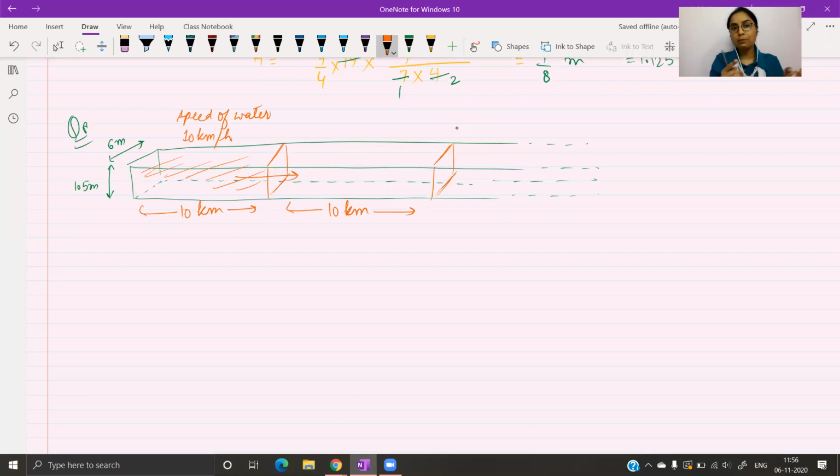तो 1 घंटे में पानी कितना travel करता है? Like what volume of water travels in 1 hour will be given by the volume of water in this section, this cuboidal part of the canal. This is the volume which flows in 1 hour. So we can find out the volume of water flowing in 1 hour.